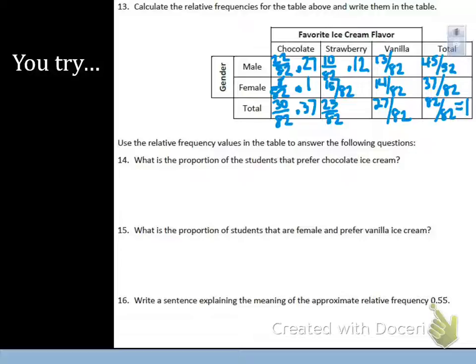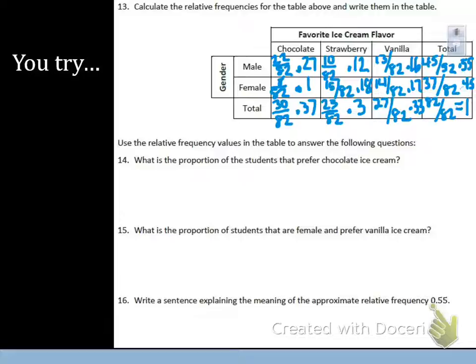Males that prefer strawberry is 0.12. Females that prefer strawberry is 0.18. The total of students that prefer strawberry is 0.3. Males that prefer vanilla is 0.16. Females that prefer vanilla is 0.17. And total that prefer vanilla is 0.33. We have 0.55 over here for total males in the survey and 0.45 for total females in the survey.